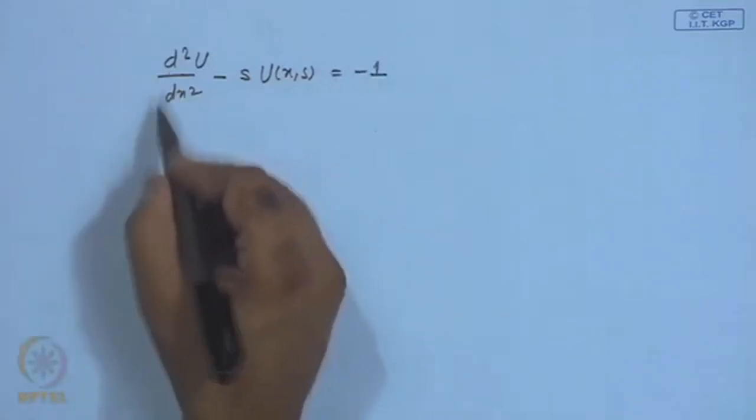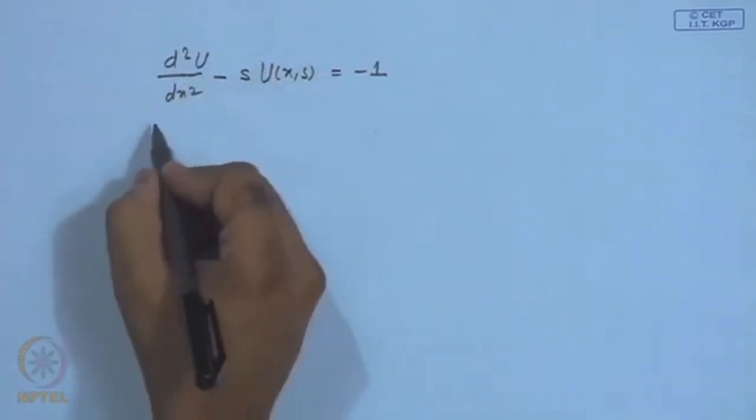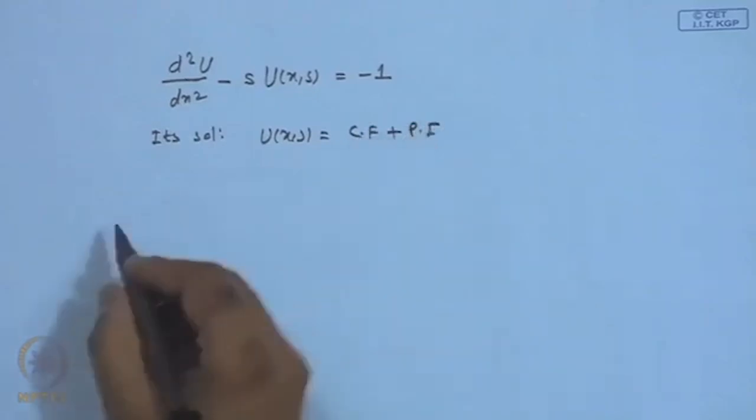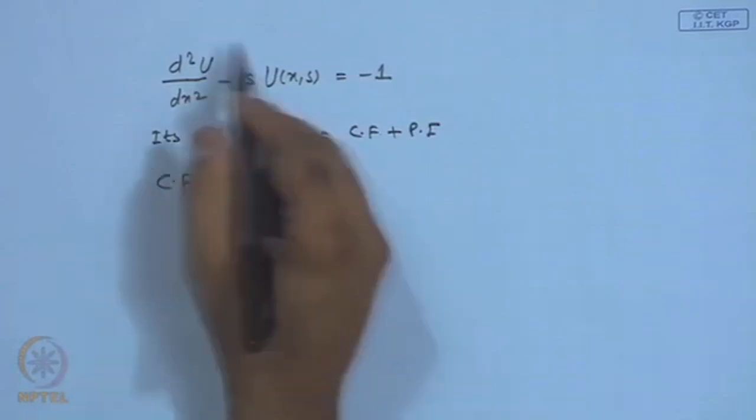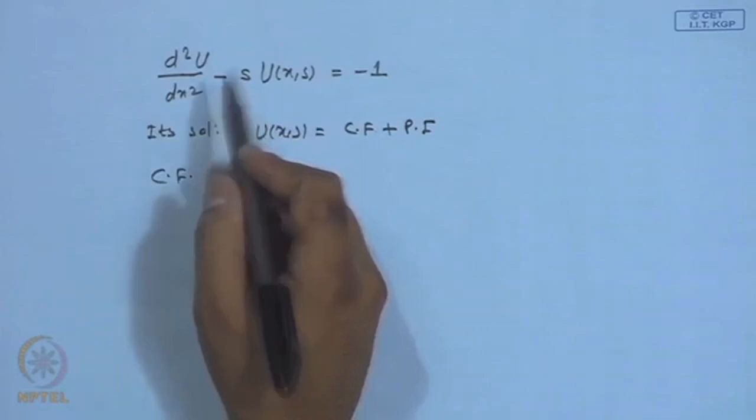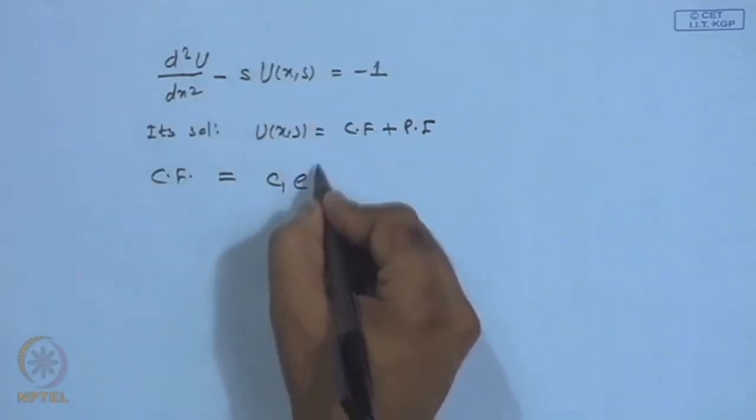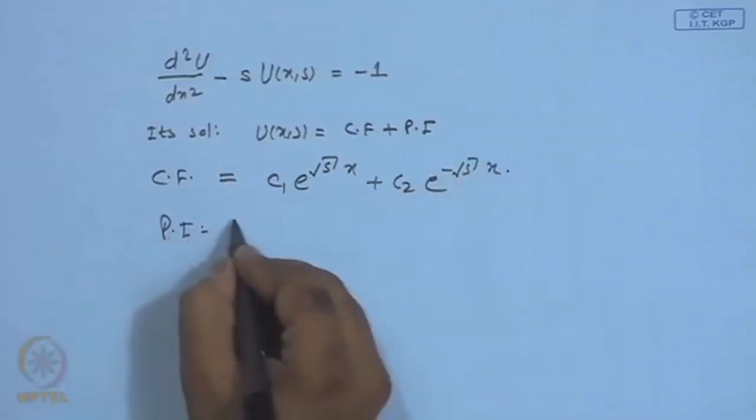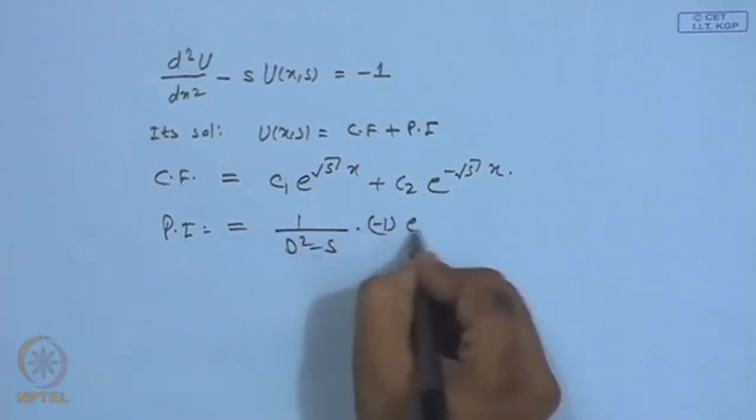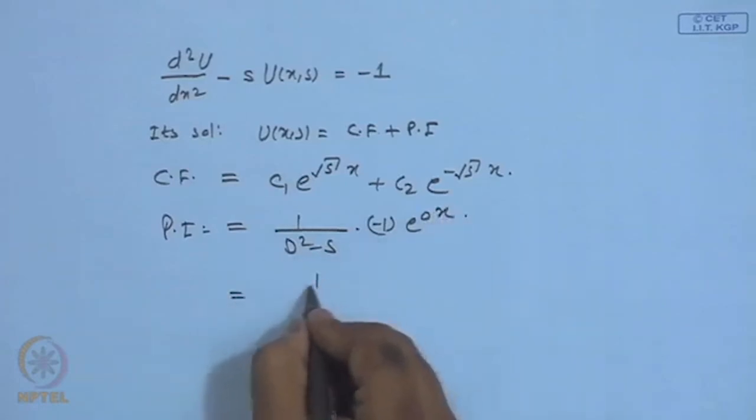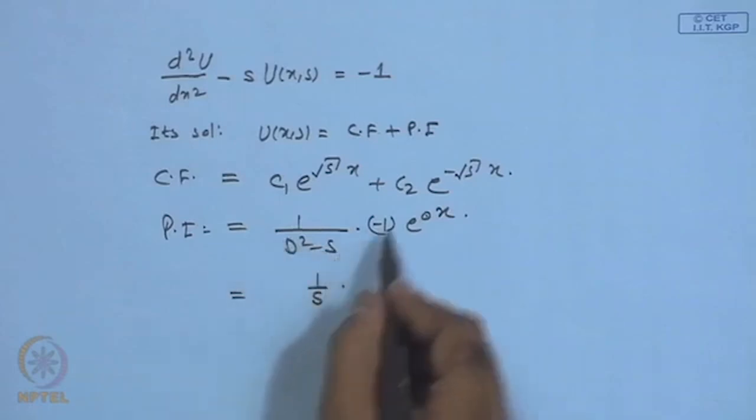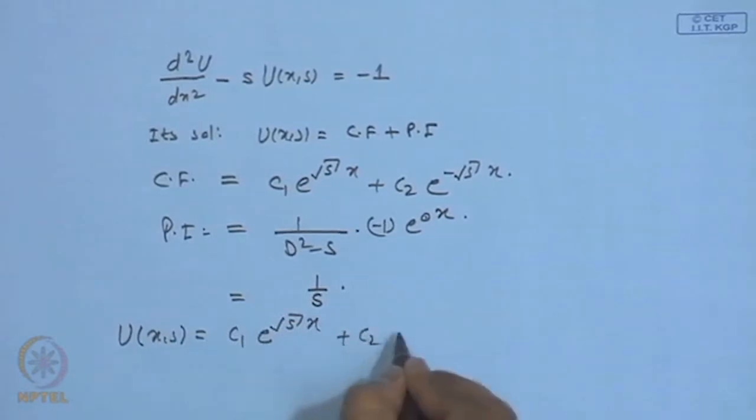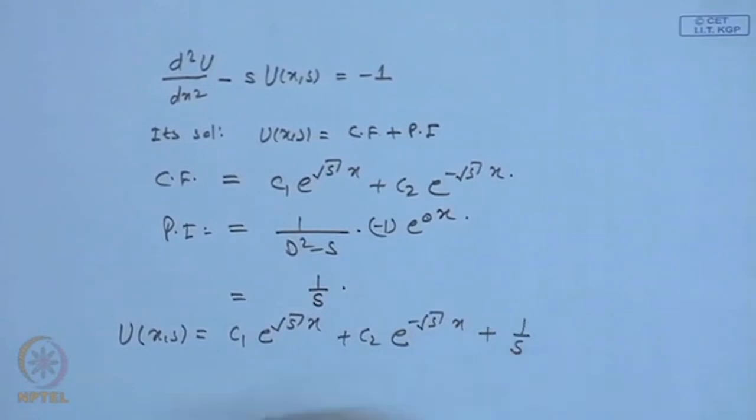This we can solve. This is a second order differential equation with constant coefficients. So, its solution will be u(x,s), the complementary function plus the particular integral. And the complementary function will be, because the characteristic equation will be m square minus s, so the roots will be plus or minus square root s. So, c 1 e power square root s x plus c 2 e power minus square root s x. For the particular integral, we have D square minus s, and we have minus 1 here, which we think of as e power 0 x, and then we put this 0 here, so we will get minus s. So, we have 1 over s. So, the solution u(x,s) is c 1 e power square root s x plus c 2 e power minus square root s x plus 1 over s, the particular integral.